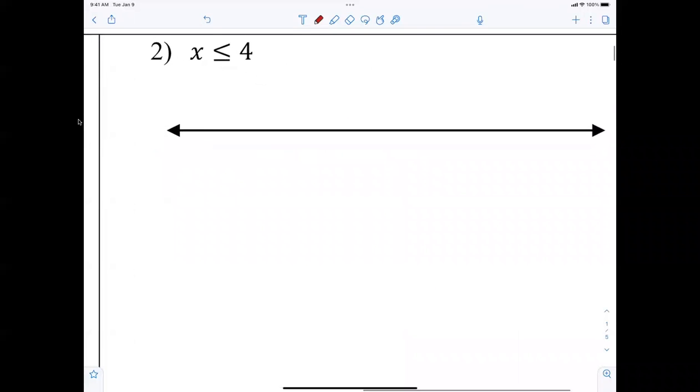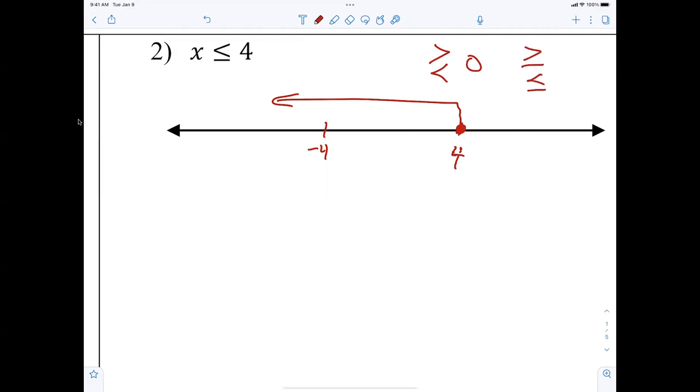So now if we say x is less than or equal to 4, I'm putting down -4. I'm putting down 4. Equal to 4 is a solid dot. And then less than. So if you're equal to, doesn't that make sense? If you're equal to, it's a solid dot. If it's greater than or less than, it's an open circle. Greater than or equal to, less than or equal to, it's said to be solid.